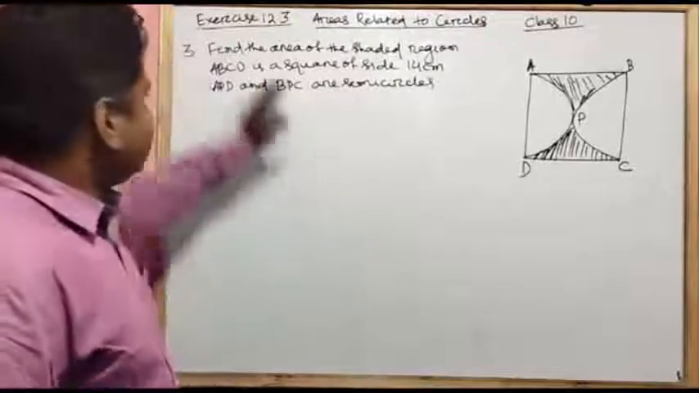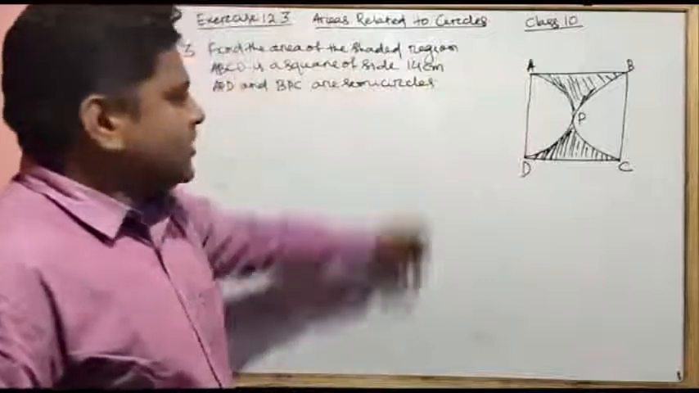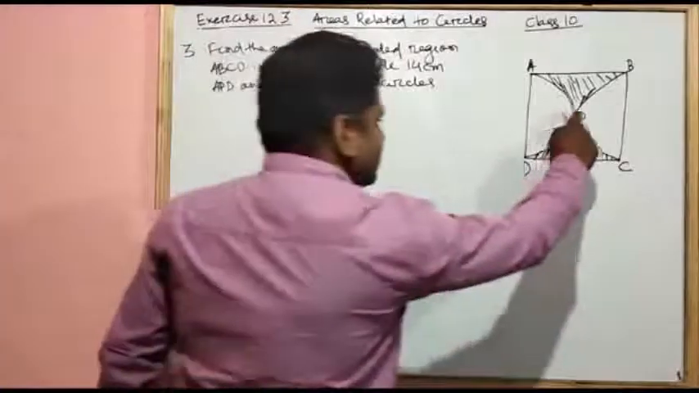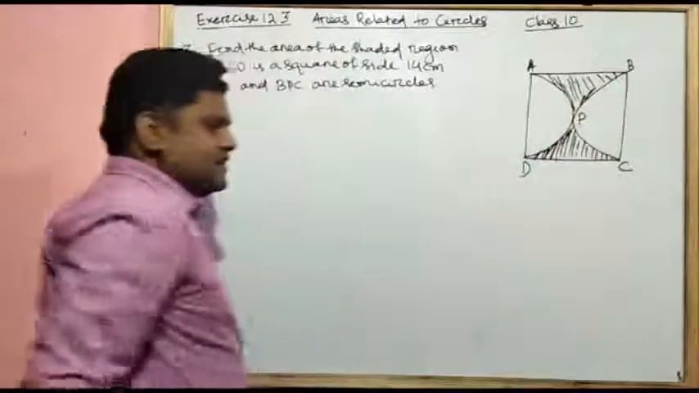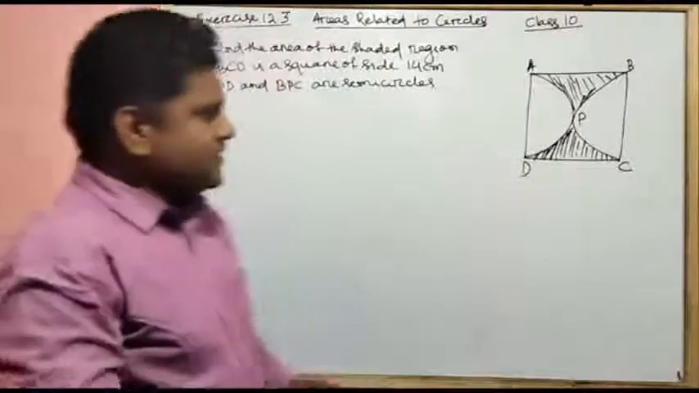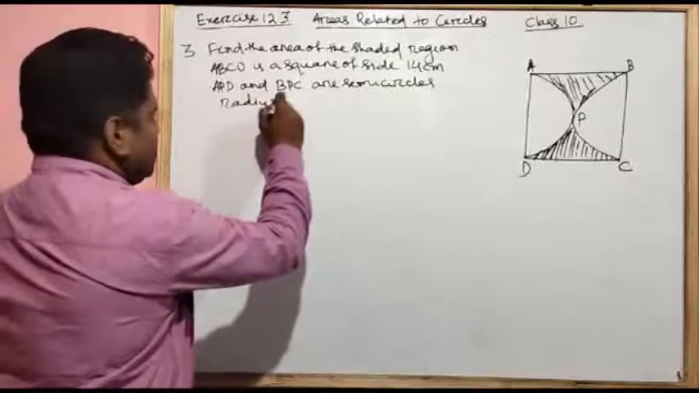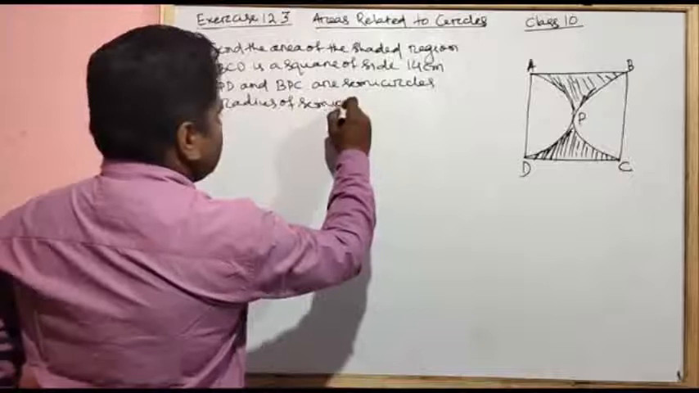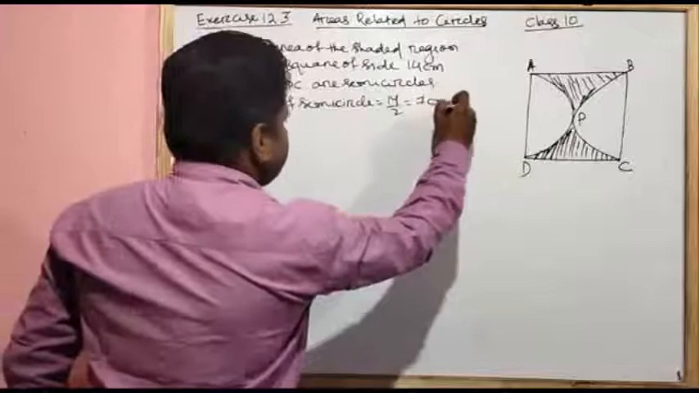Now number 3 is, find the area of the shaded region. If ABCD is a square of side 14 cm and APD and BPC are semicircles, these two are semicircles, and ABCD is a square, we have to find the area of this shaded region. This side will be the diameter of this semicircle. So radius of the semicircle will be 14 by 2, it is 7 cm.